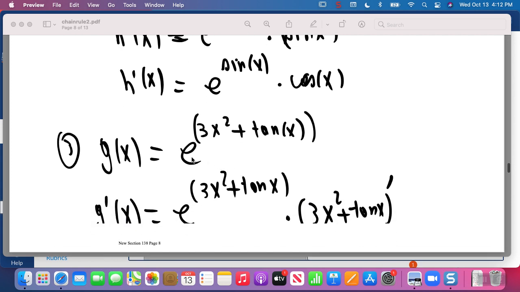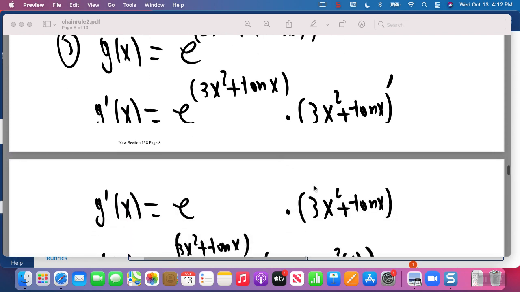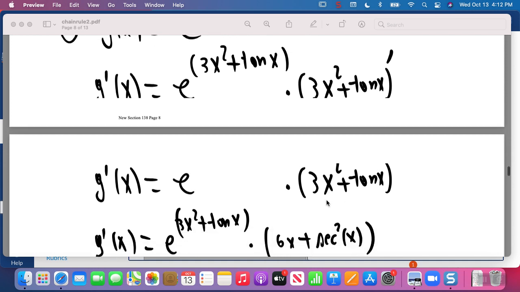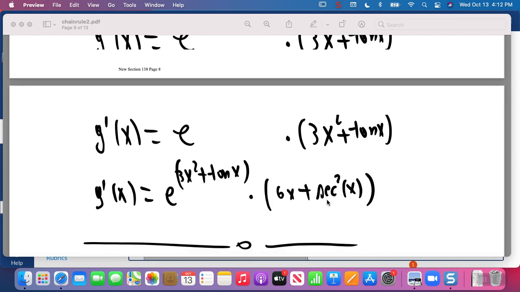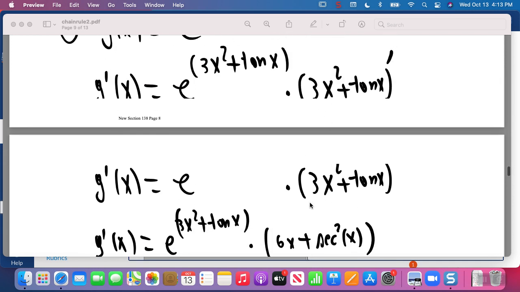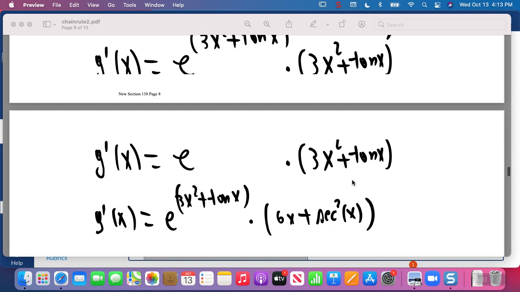The derivative of e raised to the power 3x squared plus tangent x. So it's going to be e to the 3x squared plus tangent x times the derivative of the exponent. So the derivative of 3x squared plus tangent x gives us 6x raised to the first power, plus secant squared x. So it's going to be 6x plus secant squared x.